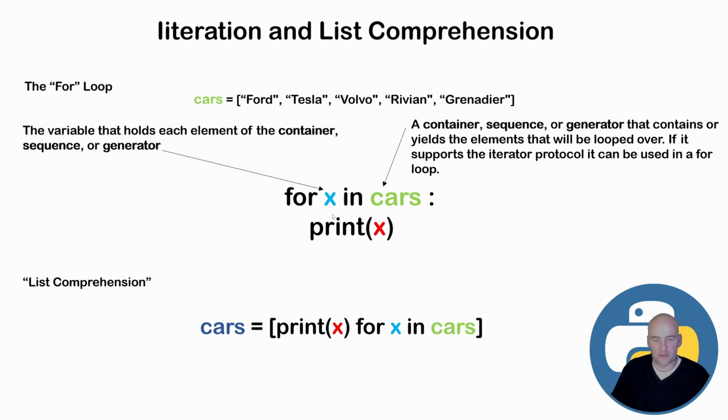What I've done here, you can see I've got it color coded, so you can see how each component part of this for loop is represented in a list comprehension. So the variable goes here. What you're going to do with that variable goes at the front, so it's a little bit backwards in that sense, and then the container, sequence or generator, in this case a list, goes at the end.